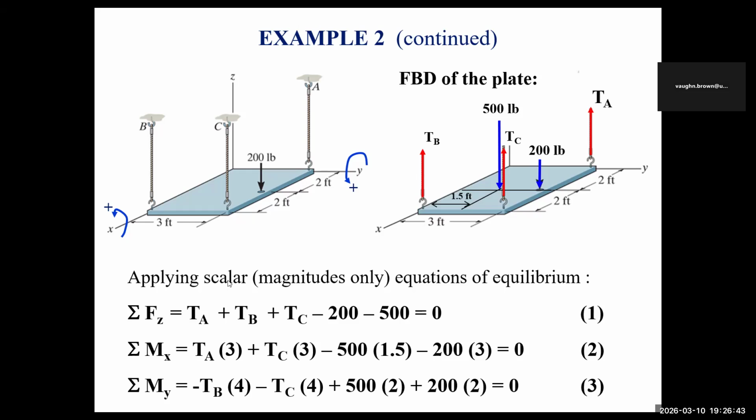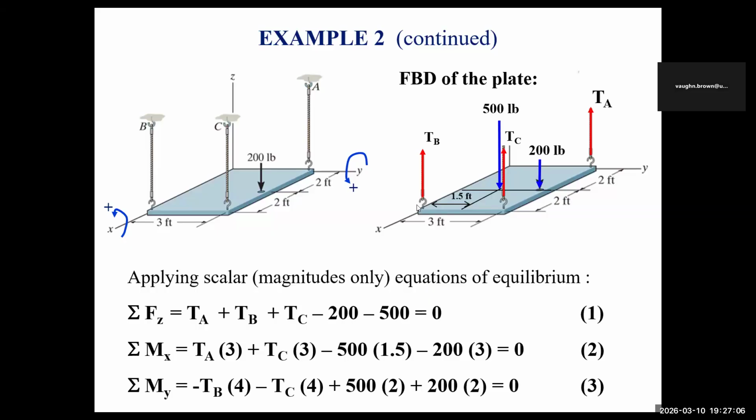Here what you do, you apply the scalar magnitude equation. So sum up the forces in the Z. You look for all the forces in the Z: TA, TB, and you add them. And what about the others going down? You have 2 going down, so you put them in there. So you get a force in the Z.